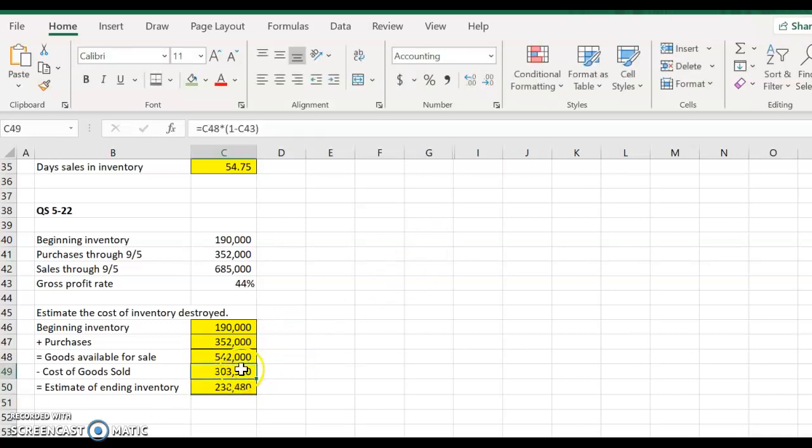Oh, hold on, I made a mistake here. The cost of goods sold number, I don't know why I took goods available for sale. It's the sales number. So this needs to be the sales number times 1 minus that gross profit rate. So for every dollar of sales, I have 56 cents as the cost of the product. I said it right, but grabbed the wrong number, so I apologize for that. So cost of goods sold is 383,600, and that gets me a good estimate of my ending inventory of 158,400. And that is the end of this module.